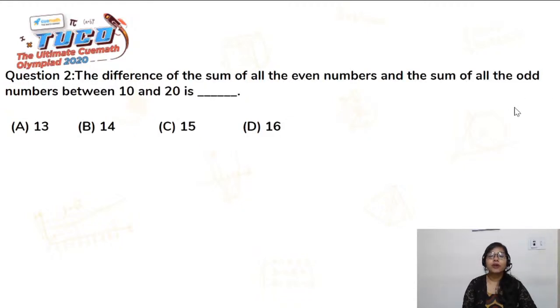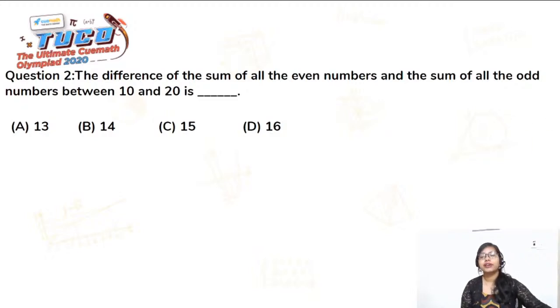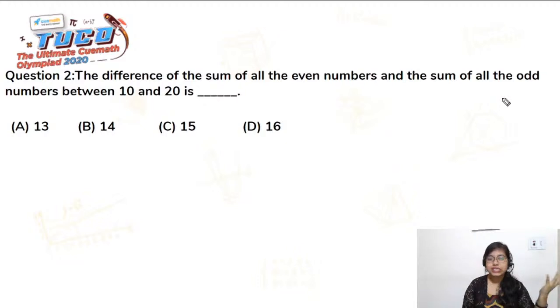The difference of the sum of all the even numbers and the sum of all the odd numbers between 10 and 20 is. I'm waiting for all of your responses in the comment section. Let's see who gives the answer first. Okay. All right. So let's check here.